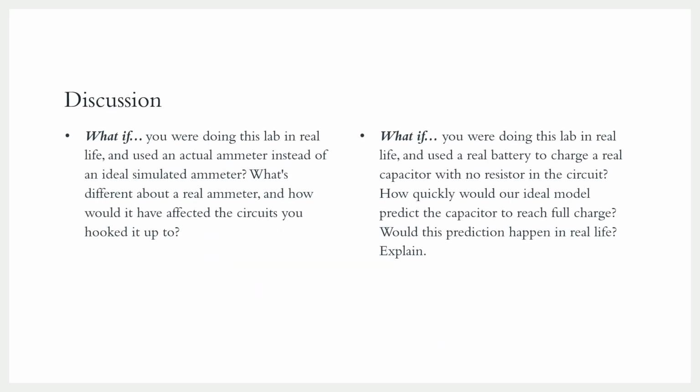Discussion. What if you were doing this lab in real life and used an actual ammeter instead of an ideal simulated ammeter? If this was real life, the ammeter would have some resistance. This means that the readings for all of our current values would have likely decreased.